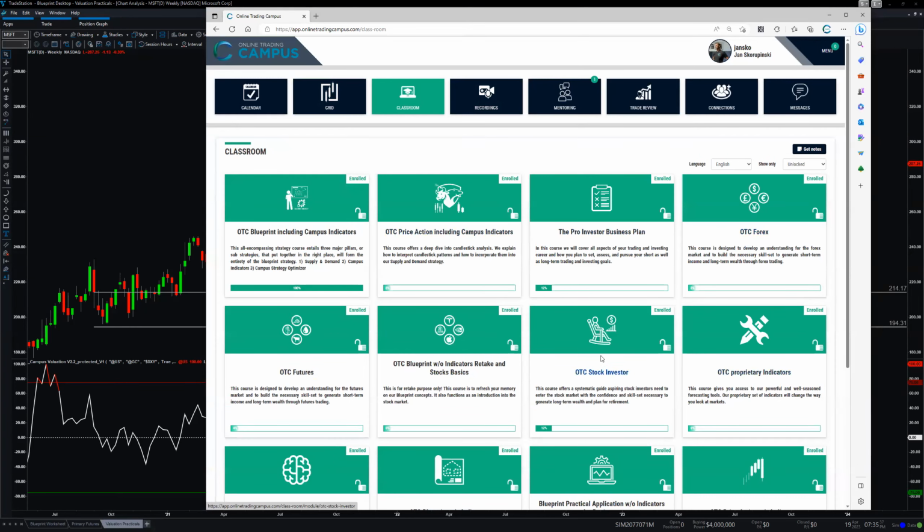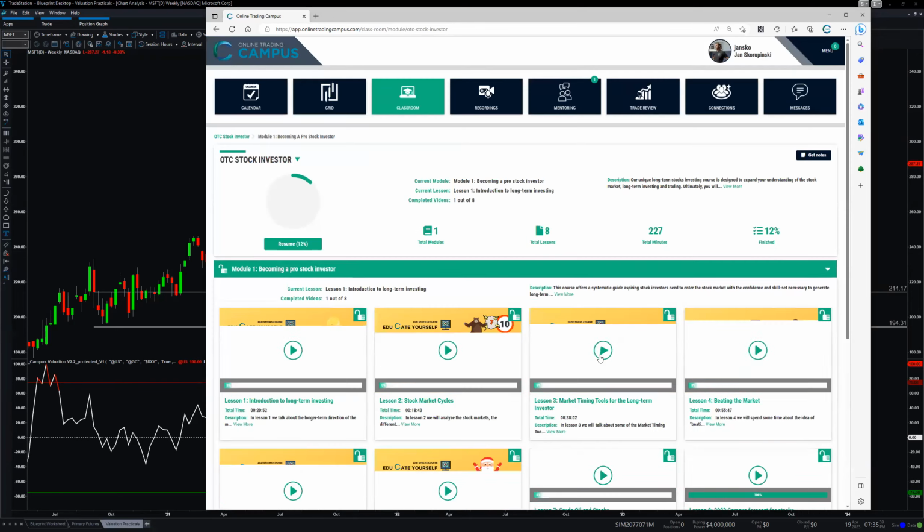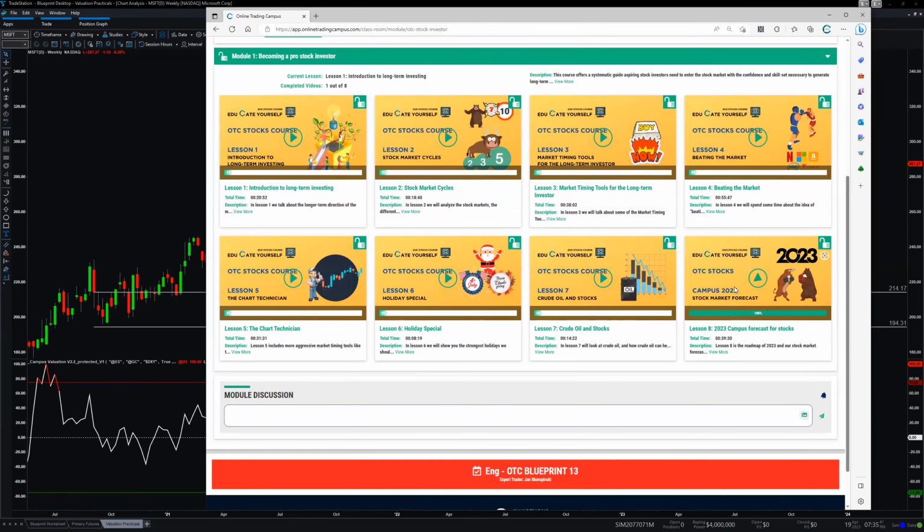So within the classroom and within the OTC stock investor, what you will have is at the end, you'll have a stock market forecast. And that's our 2023 forecast that we do once a year in the beginning of the year. And here we argue whether we take the stance of, is this going to be a recession year? Is this going to be a bullish year? What are good months to be a buyer? What are good months to be a seller?